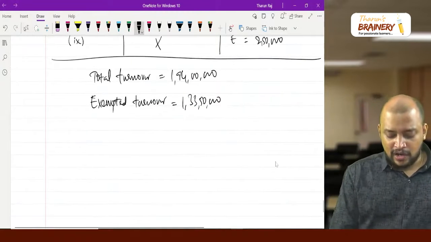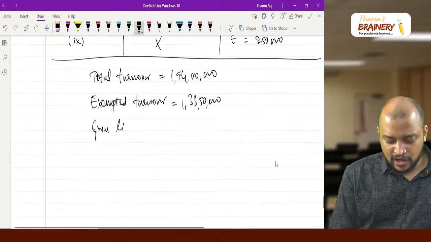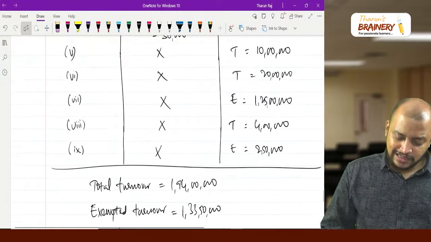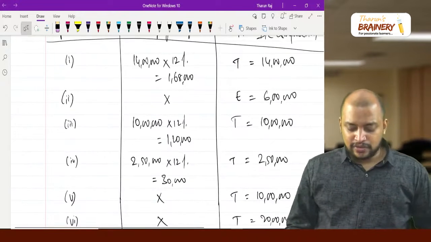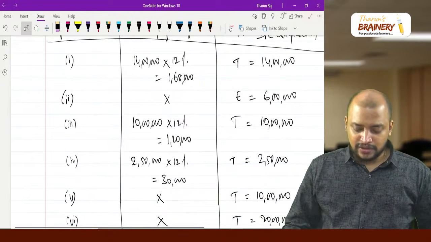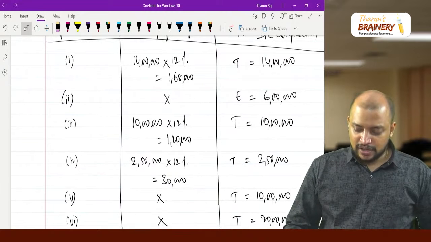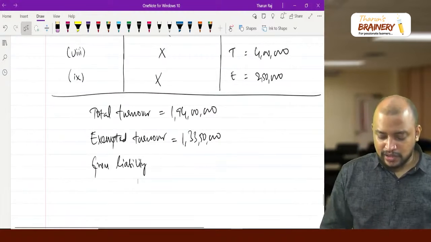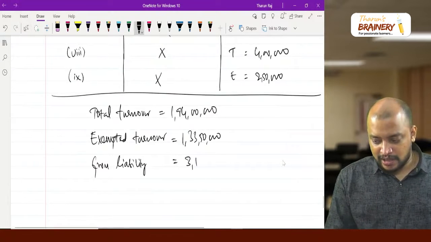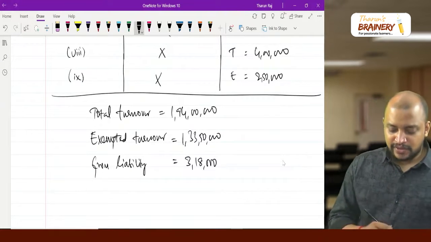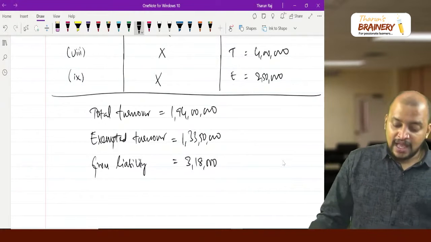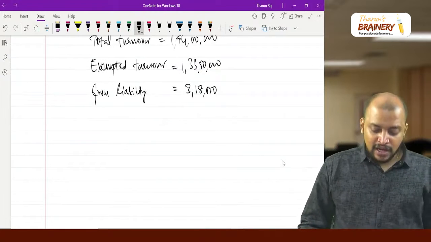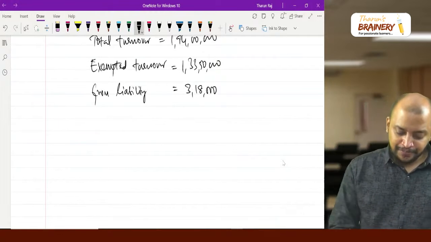Now what is the gross liability? The gross liability is 1,68,000 plus 1,20,000 plus 30,000. So 3,18,000 will be the gross liability. Now, ITC computation we will see.